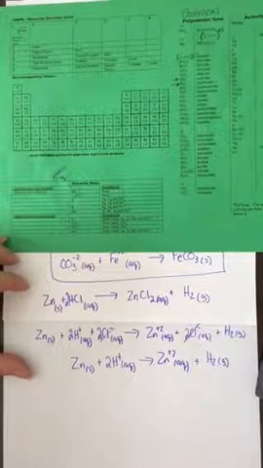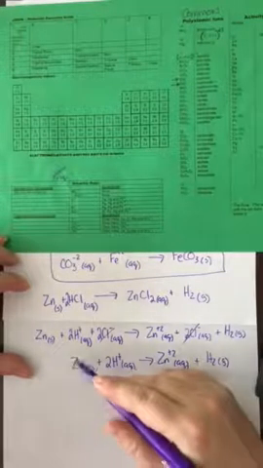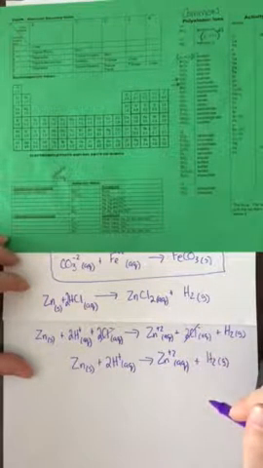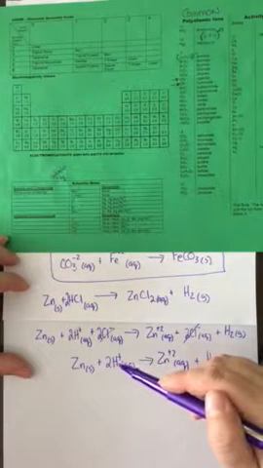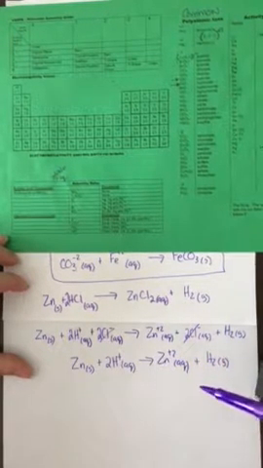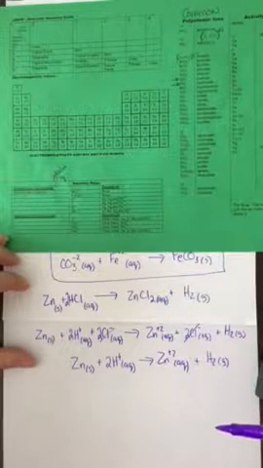A lot of the single replacements are. But what you see here is you should see charges. You shouldn't get rid of charges. You shouldn't make them all solids. You have to indicate where they came from.